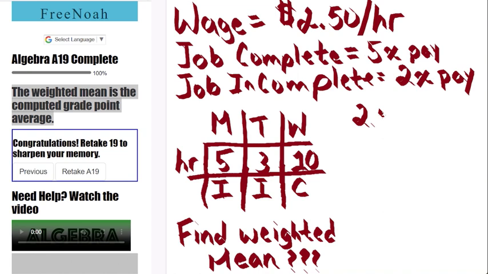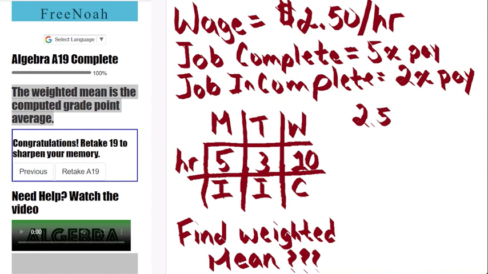Here we have Noah working 5 hours on a Monday with an incomplete. Then we have Tuesday. Let's say he left a little early there. He only worked 3 hours on Tuesday with an incomplete. Here on Wednesday, he worked 10 hours, but this time he completed his job obligations there. And so let's calculate Monday first.